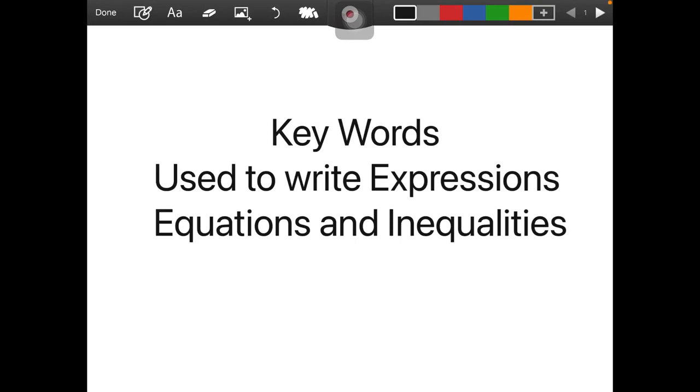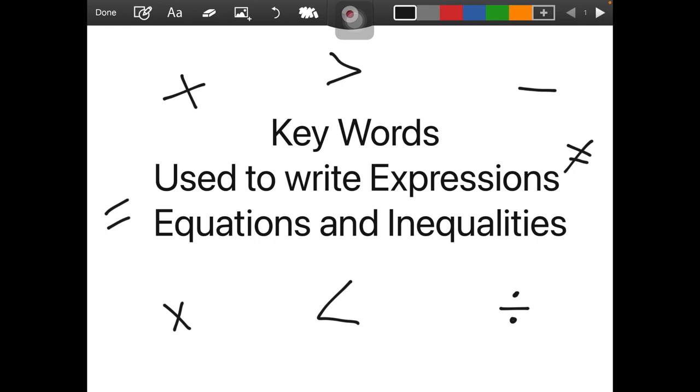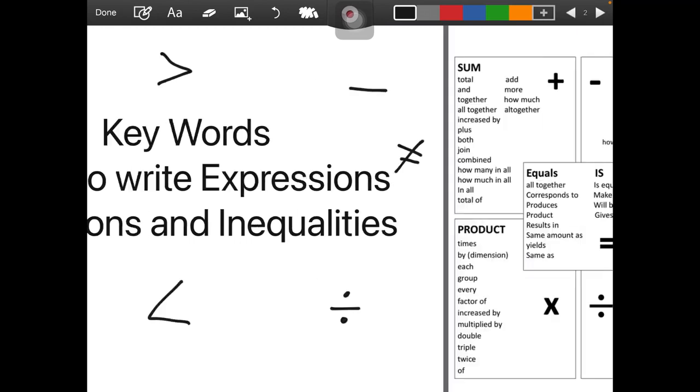Okay, we're going to do a quick review on keywords that are used to write expressions, equations, and inequalities. You are looking for keywords that mean add, subtract, multiply, divide, greater than, less than, equal to, not equal to. Okay, so let's look at a couple.